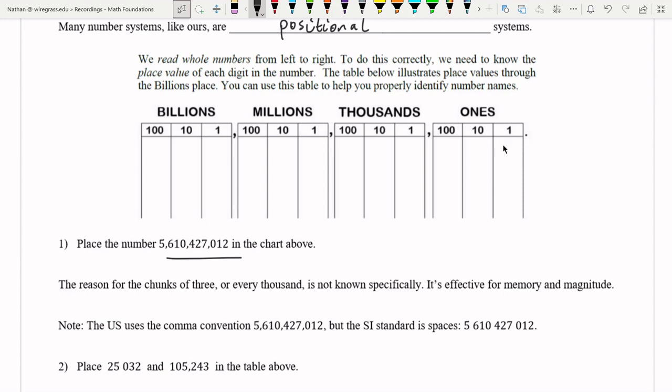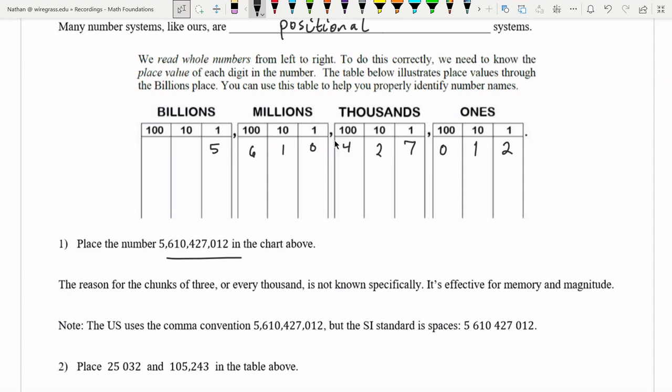And so we can start at the very end here with the 1 spot. That's where the first 2 is going to go. Then we have 1, 0, 7, 2, 4, 0, 1, 6, and 5. So of course you can see that 5 billion is the largest place value that's shown in this number.